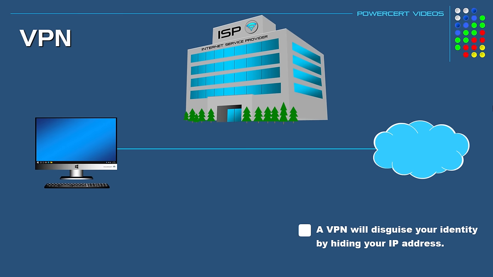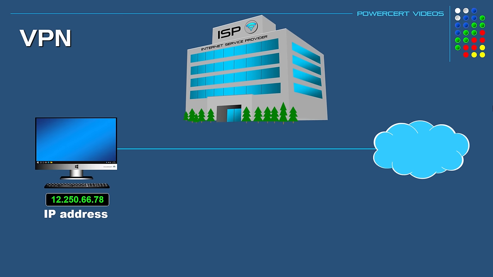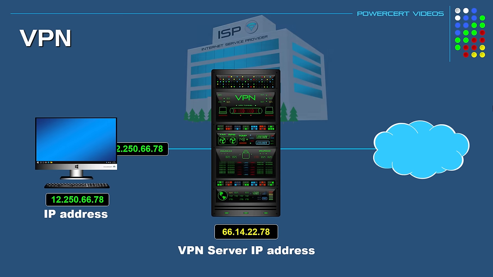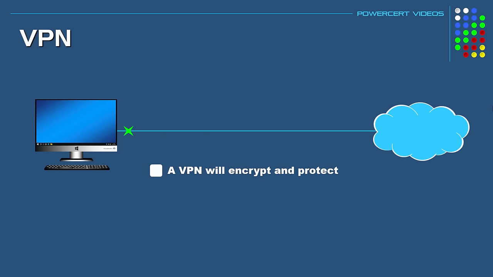Whenever you order internet service from a provider, they will assign you an IP address. That unique IP address is attached to your home or business. So whenever you visit a website, that website can see your IP address. But when using a VPN, websites can no longer see your IP address. They now only see the IP address of the VPN server, which effectively hides your identity so you can surf the internet anonymously. Another benefit is that a VPN will encrypt and protect your internet data.